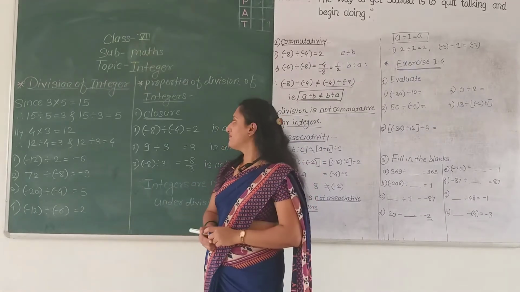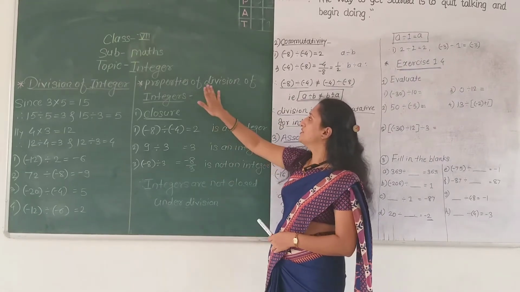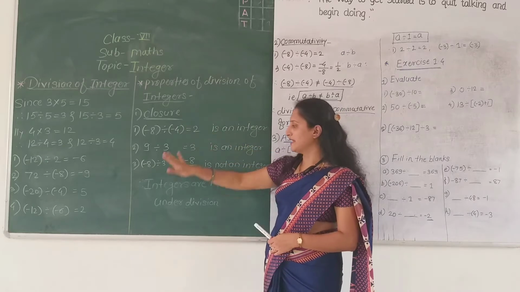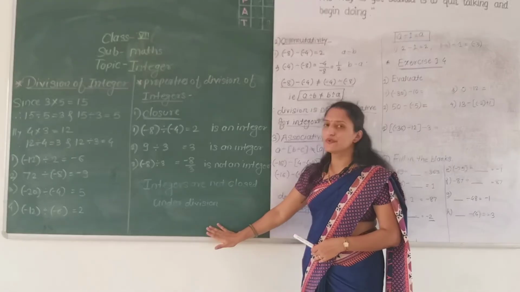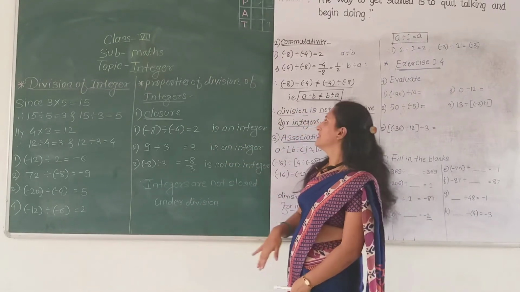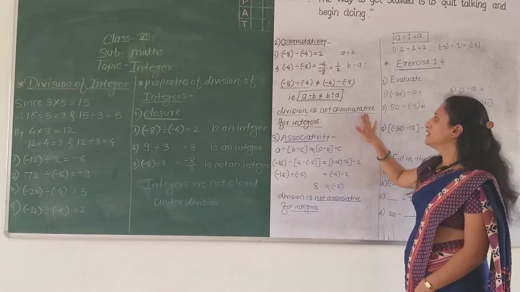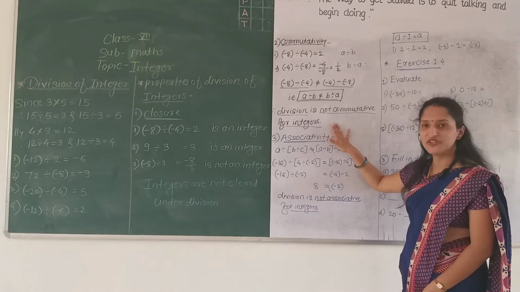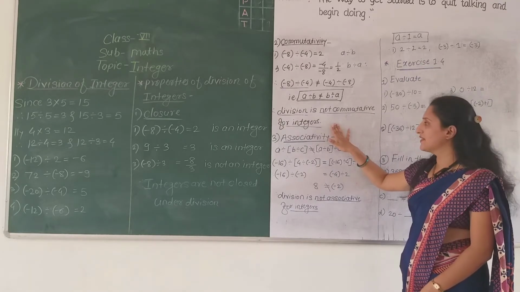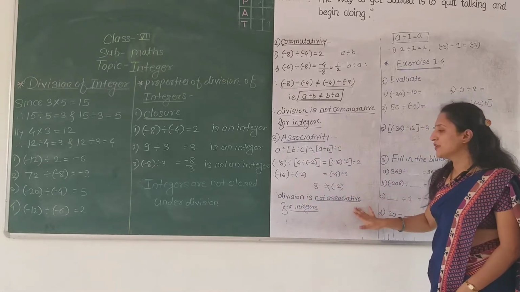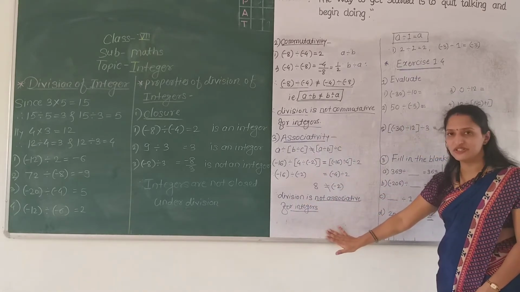So here we discussed the properties of division of integers. First property is closure property. Integers are not closed under division. Second property is commutativity property. Division is not commutative for integers. Remember these statements, they are very useful. Associativity property. Division is not associative for integers.